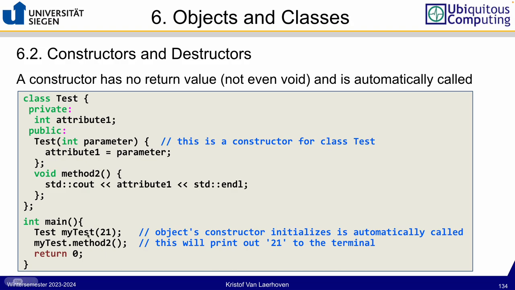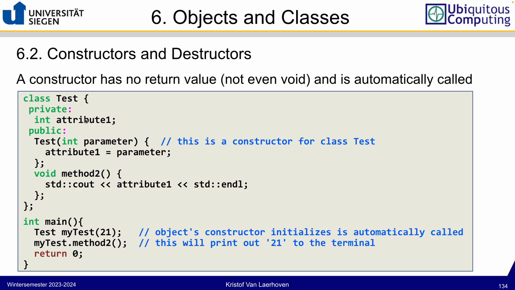So myTest over here is being created. That's what we already saw in memory. Somewhere now there's this red blob with one integer attribute and those two methods. However, this method over here, which is called a constructor, is automatically called. We don't have to say myTest dot Test, braces open 21, braces closed. As soon as you have myTest and between the braces 21, this over here is called. That means 21 is our parameter.